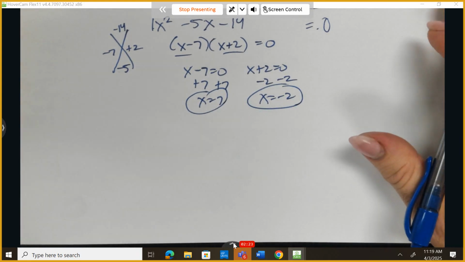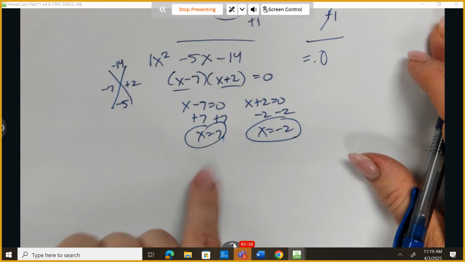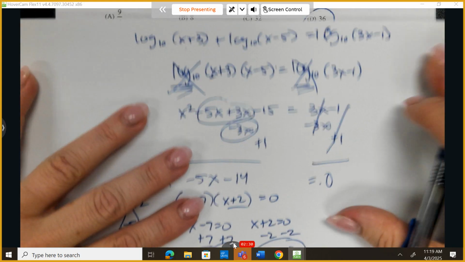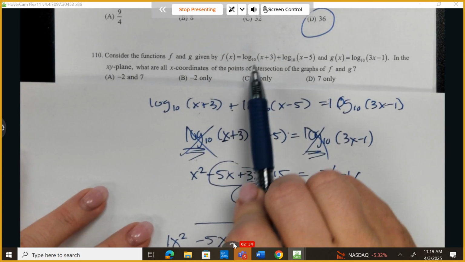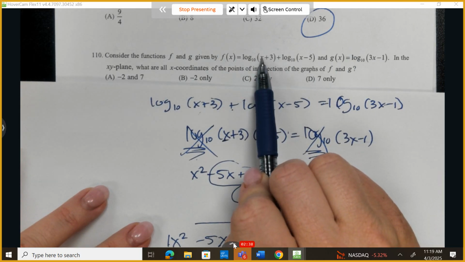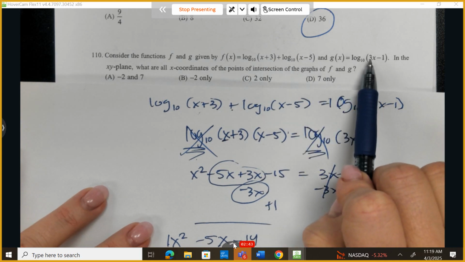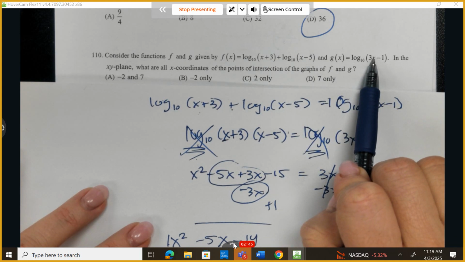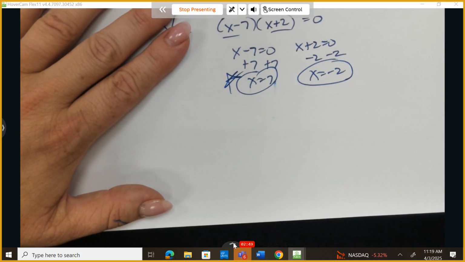Now next we have to check for extraneous solutions. That means we've done all the math right, but it doesn't mean that these are the answers. So we're going to come back to this original problem, which is right down here, and I'm going to start with the 7. I'm going to check it. I know that the base and the answer behind it always have to be positive. So let's check. 7 plus 3, it's positive. 7 minus 5, it's positive. 3 times 7 is 21 minus 1, it's positive. 7 is an answer.